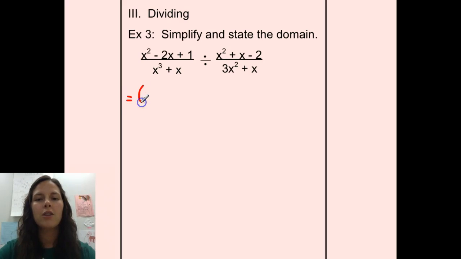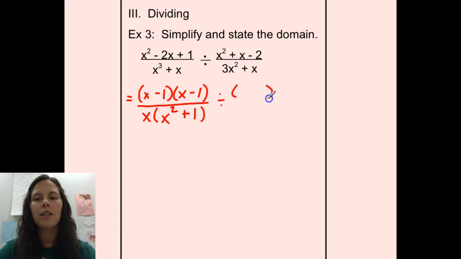Our first expression in the numerator, we have a t-chart again. What multiplies to 1 and adds to -2 would be x minus 1, x minus 1. In the denominator, we have a GCF of x, leaving us with x squared plus 1. That is a sum of squares, so we will not be able to factor that further. Our second expression, we're looking at what multiplies to a -2 and adds to a +1. That would be a +2 and a -1. In the denominator, we've got a common factor again, leaving us with 3x plus 1.